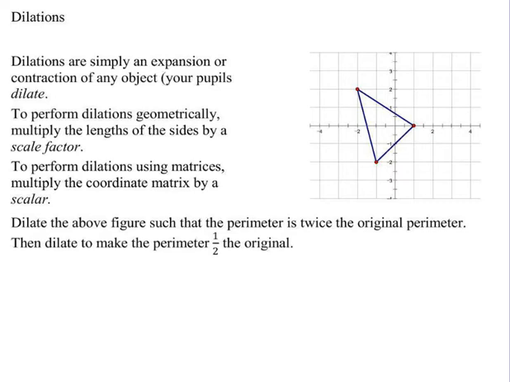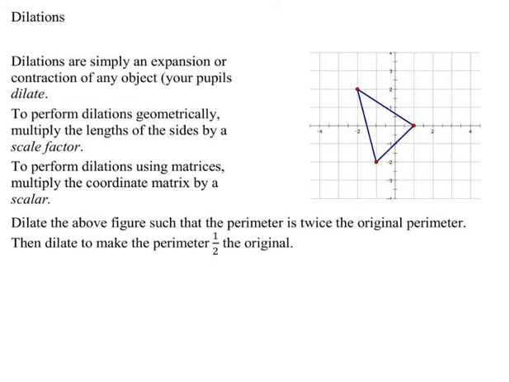To perform dilations geometrically, multiply the lengths of the sides by a scale factor. That's how you did the dilations before. To perform dilations using matrices, multiply the coordinate matrix by a scalar. So it's very simple to dilate something using a coordinate matrix. All you've got to do is multiply by the scale factor, and that's it.